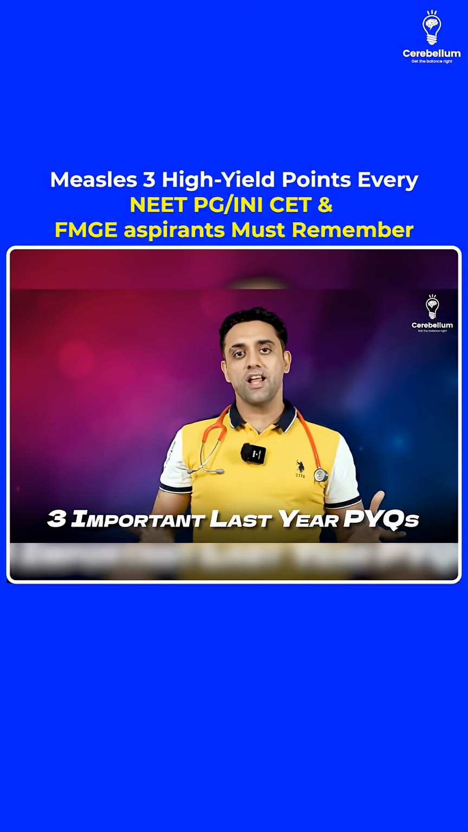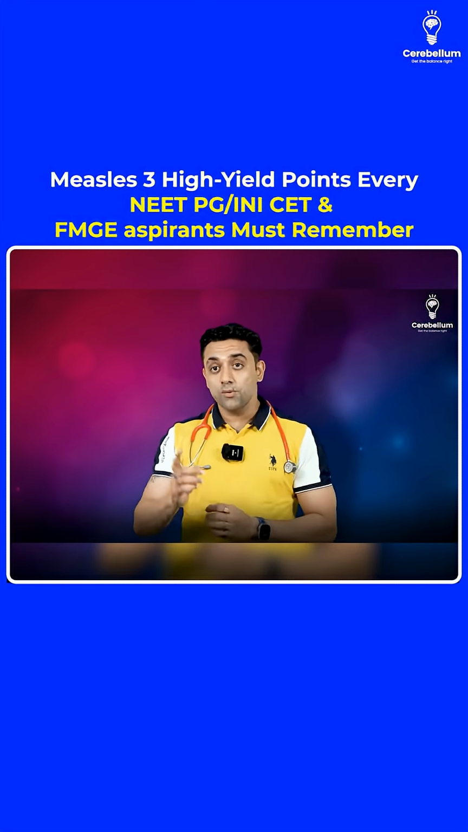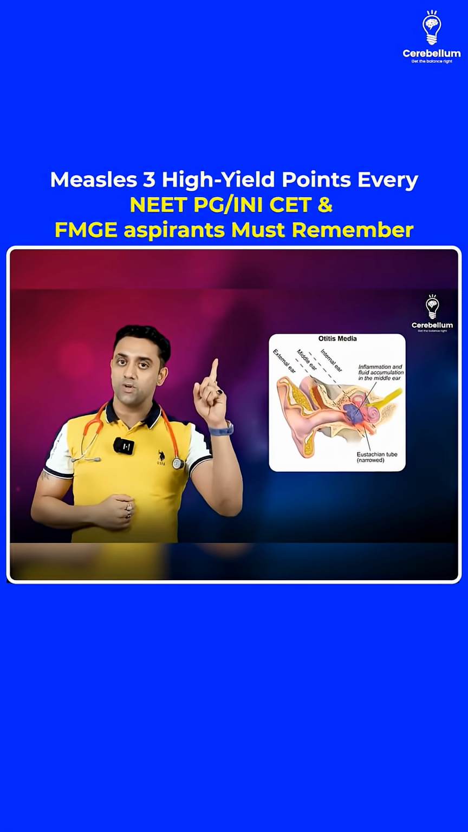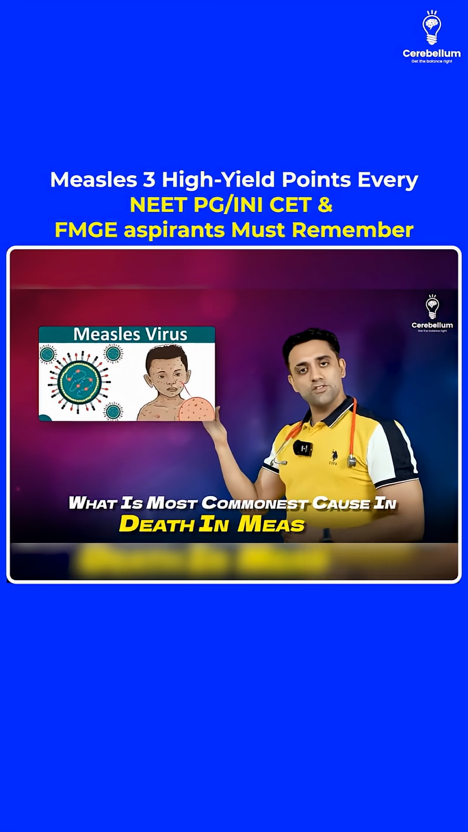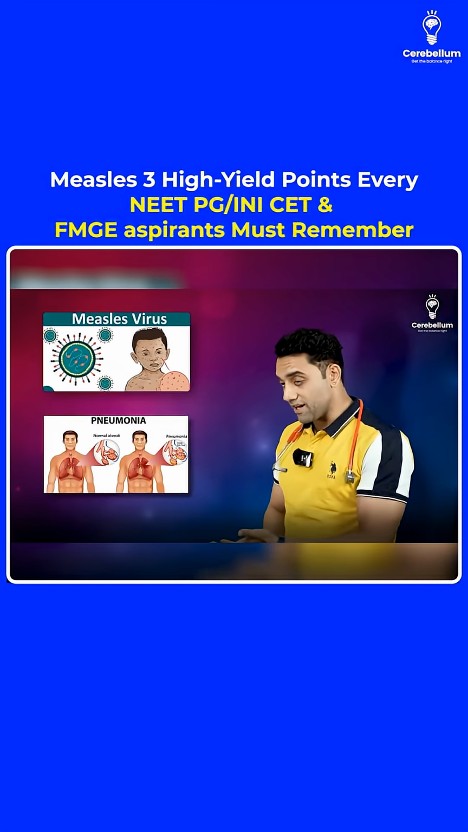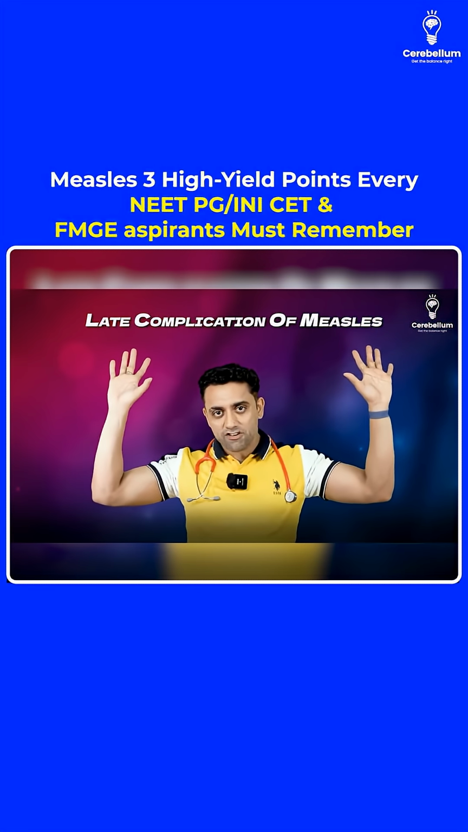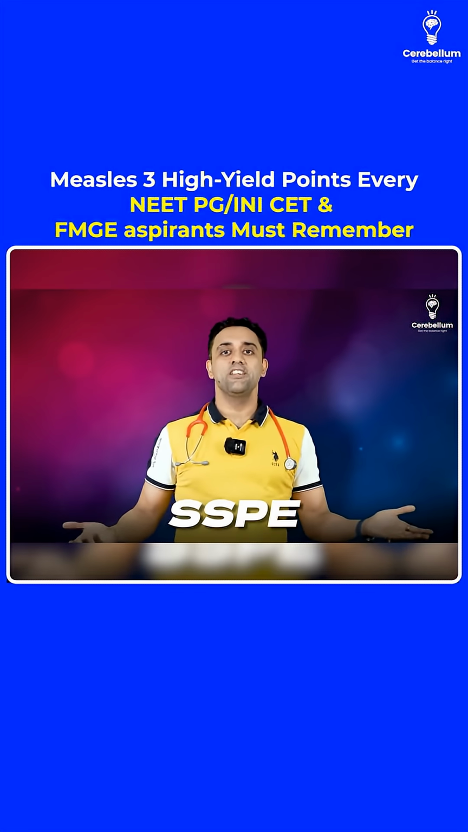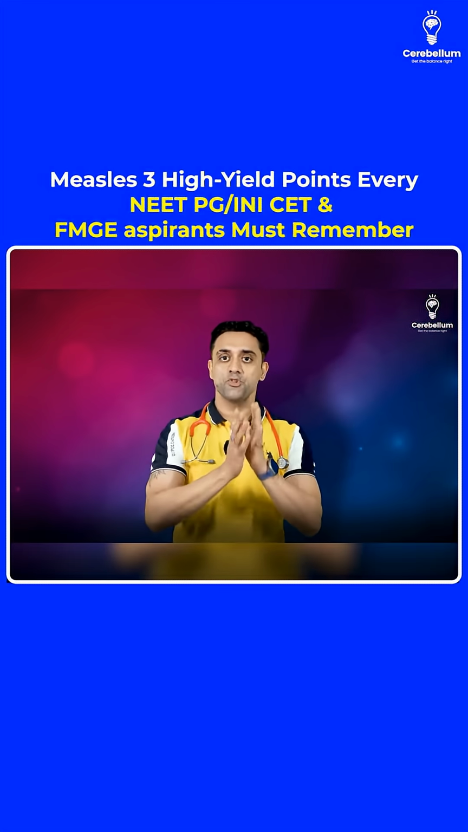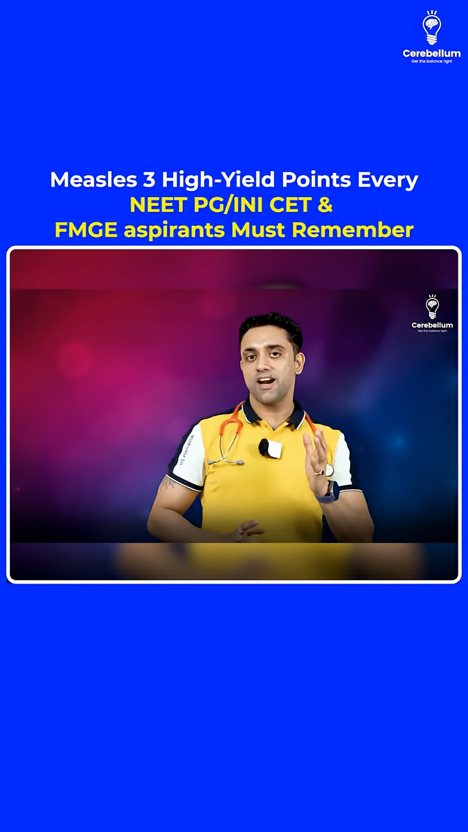Now three important last year PYQ. What is the most common complication of measles? The most common complication of measles is otitis media. The most common cause of death in measles is pneumonia. And what is the late complication of measles? The answer is SSPE. What is SSPE? Subacute sclerosing panencephalitis. So these are the three important points regarding measles.